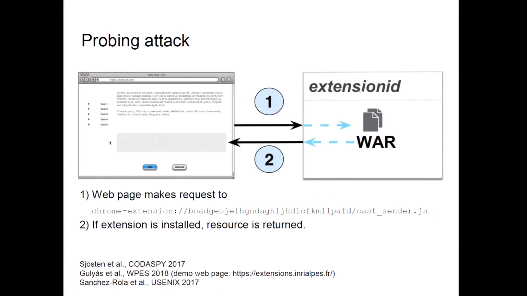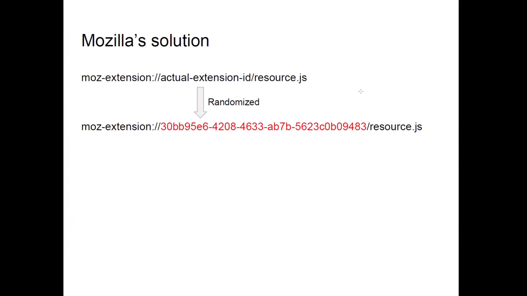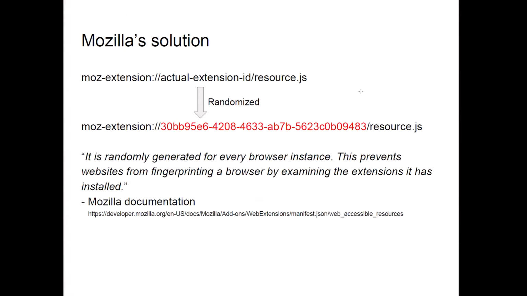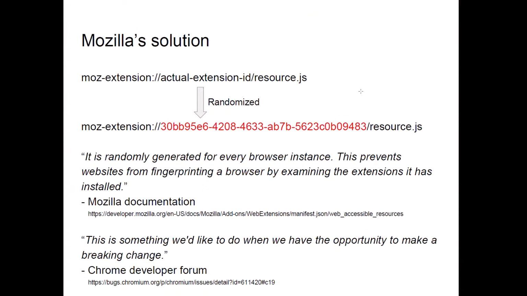This is not optimal, not according to Mozilla, so they changed their ways of doing it. Instead of having an actual extension ID, they randomize it. This randomization is generated for every browser instance, because that would prevent websites from fingerprinting a browser by examining the extensions it has installed. And Chrome felt like this might be a good idea. Developers have mentioned that it is something they want to implement in Chrome as well when they have the opportunity to make a breaking change. But this was a couple of years back, and they still haven't done it, so maybe they've changed their minds.